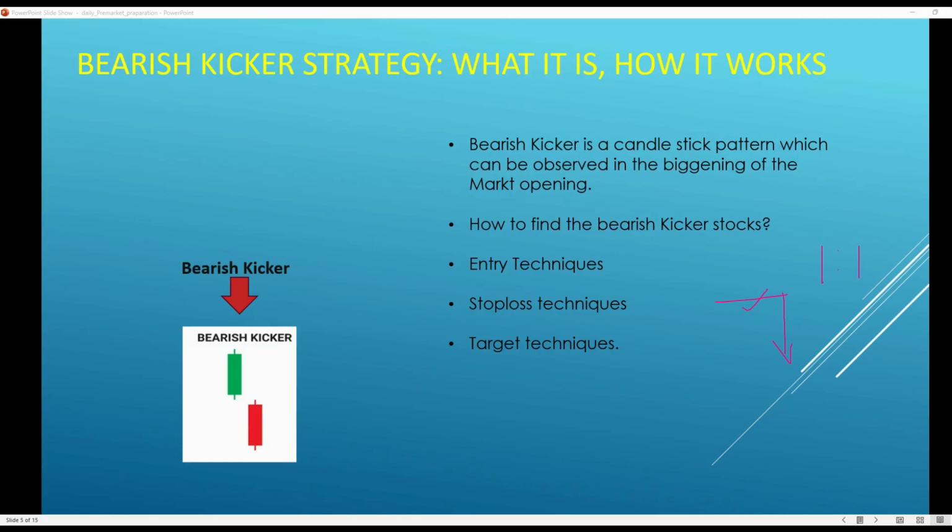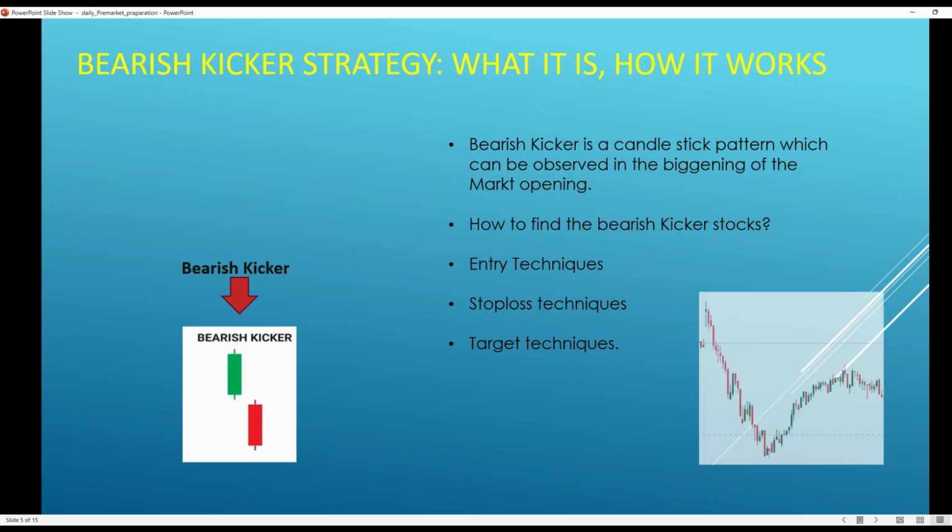Sometimes we will get 1 is to 1, sometimes we will get 1 is to 5 also, sometimes even bigger risk reward we will get, because this is the bearish and you are trying to capture the momentum. This momentum will be very quick, it falls very quickly.